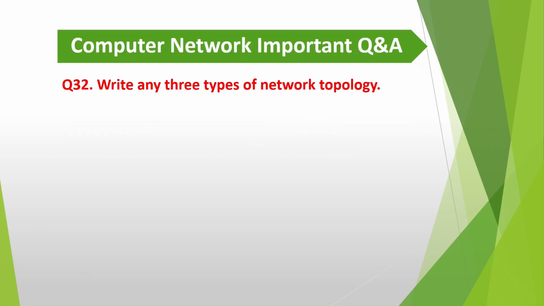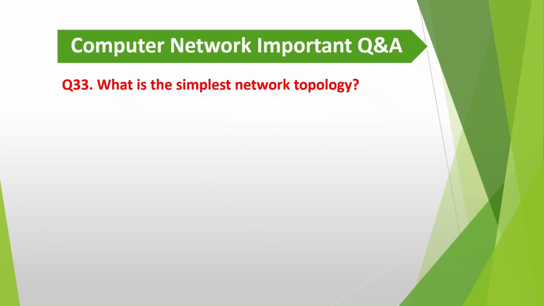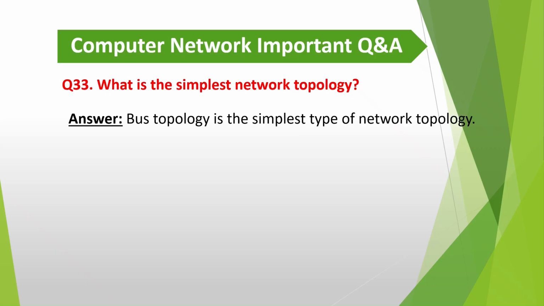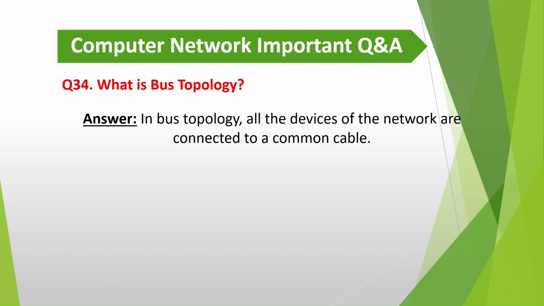Question 32. Write any three types of network topology. Answer. Three types of network topology are bus topology, ring topology, and star topology. Question 33. What is the simplest network topology? Answer. Bus topology is the simplest type of network topology. Question 34. What is bus topology? Answer. In bus topology, all the devices of the network are connected to a common cable.